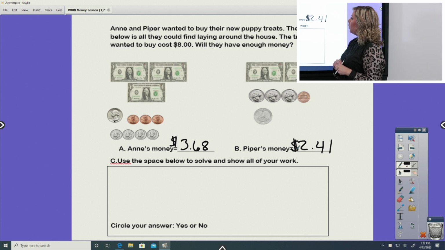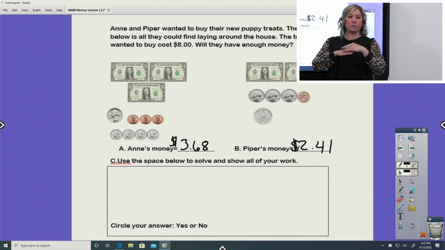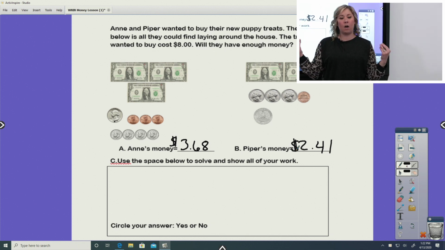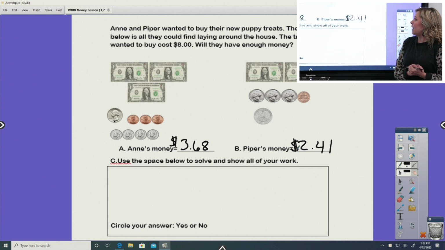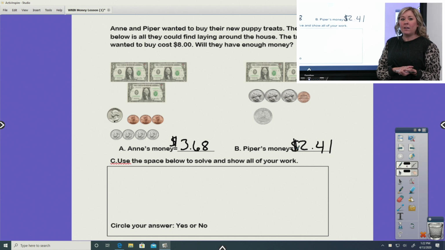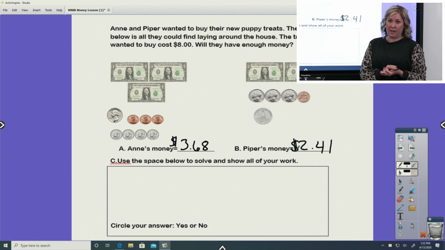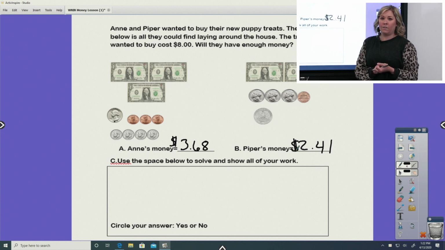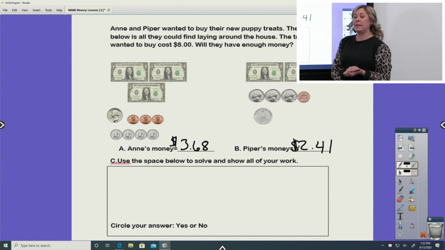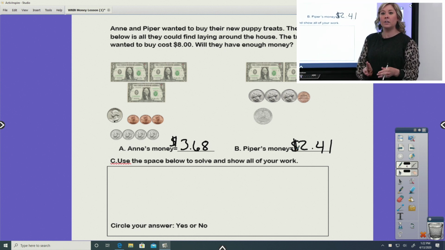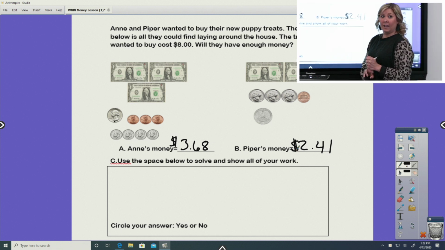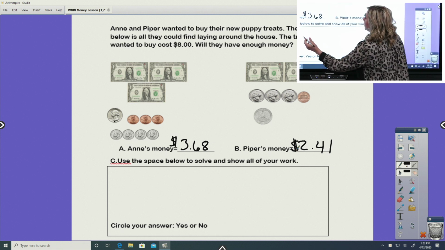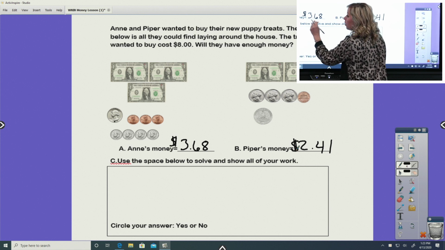Now, some of you might say, well, I'm just gonna stack these two amounts up, I'm gonna add them, and I'm gonna know very quickly if she has enough money. What I challenge my students to do in my classroom, though, is to pick a strategy that we've worked on to solve this problem. And they know they can use their place value blocks, or they could use what we call the break apart method to solve this problem also. So if we were to do that, we're gonna have $3.68.